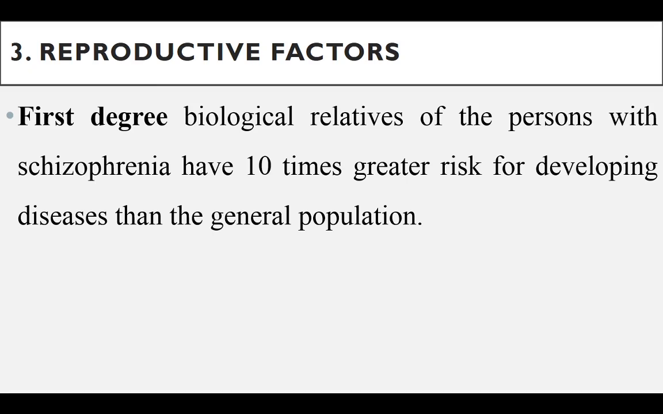When we collect the psychiatric history, we always take the genogram for three generations, right? We always plot it, which you all have done also now. So if the first degree biological relatives have schizophrenia, they have 10 times greater risk. That means in my first line, if anyone has schizophrenia, I have 10 times greater risk of developing the disease than the general population.